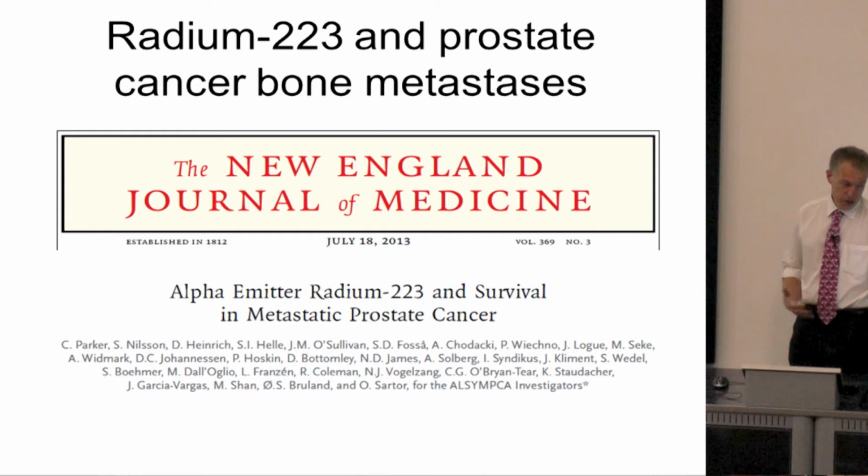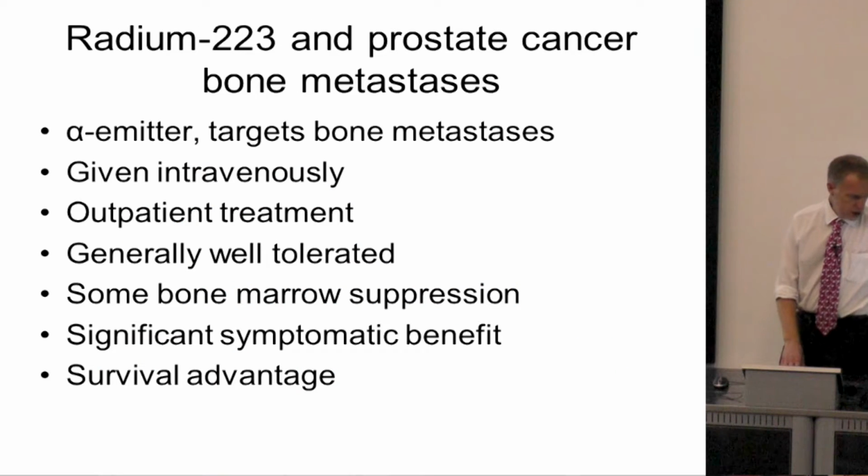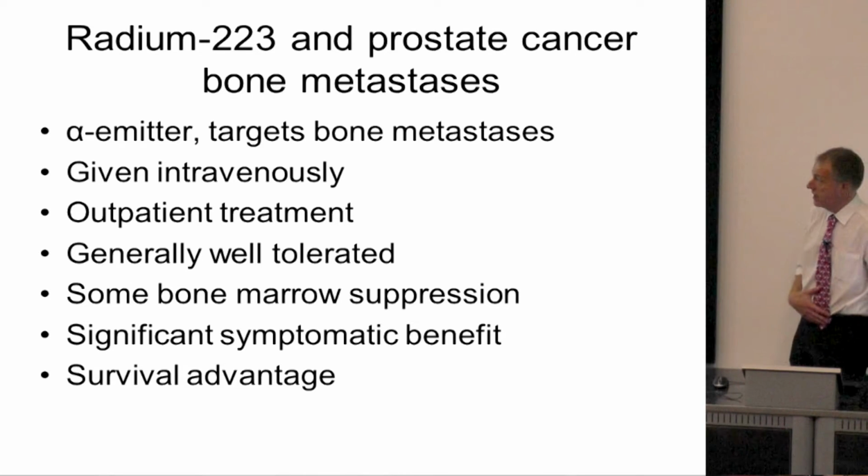Another very much emerging area at the moment is radium-223 in prostate cancer. This is on the back of this paper, which was published a couple of years ago now. Radium-223 is an alpha emitter which targets bone. Basically it's a bit like calcium, and is taken up in areas where calcium's taken up. It's given intravenously. Because it's an alpha emitter, once it's in the patient there are very few radiation protection issues, so it can be given on an outpatient basis, which is very convenient.